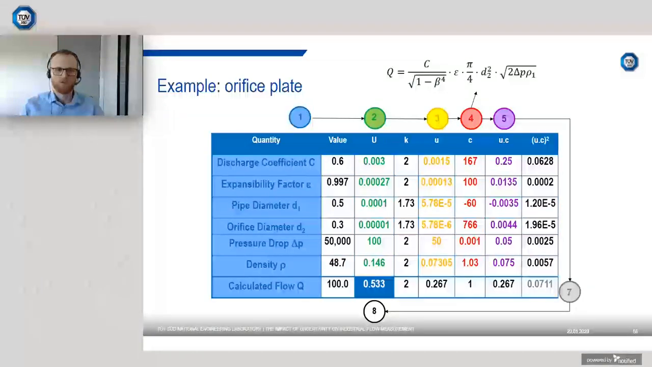And then when you use a coverage factor of 2, you can use anything you want, but a coverage factor of 2 is just more than 95%, that would give you an expanded uncertainty of 0.533. So essentially what this means is, based on the uncertainty analysis and the calculated flow rate, the flow value is 100 kilograms per second, and the uncertainty is plus or minus 0.533 kilograms per second at a coverage factor of 2, which is just above 95% confidence.